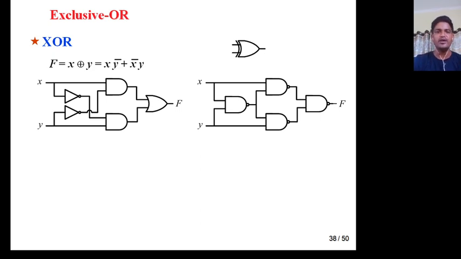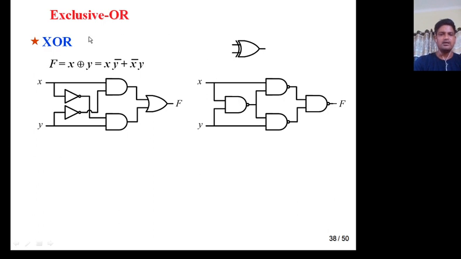Now come to the exclusive OR gate, XOR gate. It is a very important gate, and you know the expression for XOR gate. In the last class you have seen the truth table of XOR gate. The expression of XOR gate is X XOR Y equal to X Y bar plus X bar Y. You can implement it by using basic gates, X bar and Y bar.